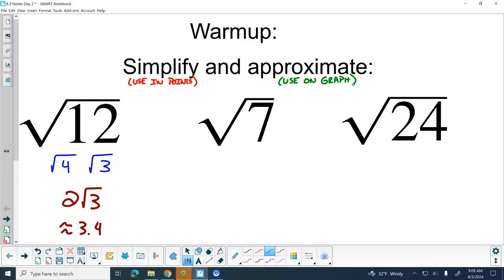Square root of 7. Can the square root of 7 be simplified? No. So that's just going to stay the square root of 7. Approximately how big is the square root of 7? Between 2 and 3. Closer to 4 or closer to 9? Closer to 9. So 2.7, 2.8, somewhere in that range.